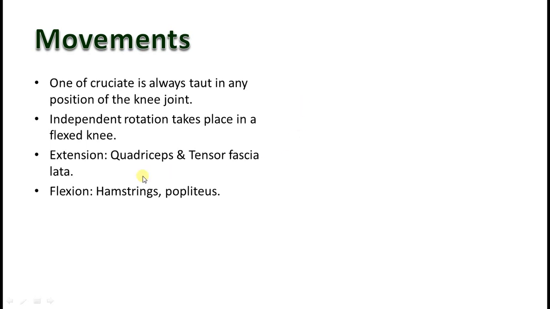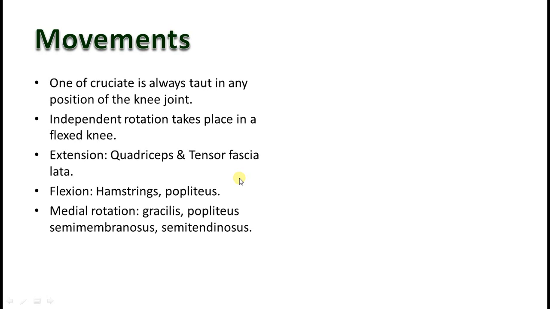Now mainly extension, as you all know, is mainly by the quadriceps, and when the quadriceps comes into action during your uneven walking, then other extensors, tensor fascia lata helps to keep the knee in extended position. So laterally it gives support to the joint. Flexion: semimembranosus, semitendinosus, biceps and hamstring part of adductor magnus, but initiated by the popliteus muscle. You all know that unlocking movement is mainly produced by the popliteus muscle.